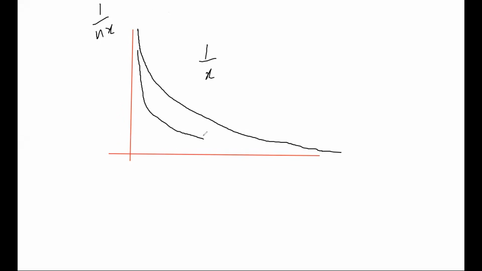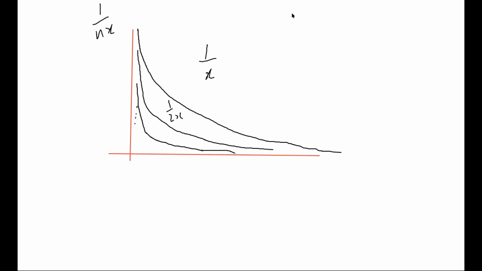So your curve was like this, right? So 1 over nx. So this will be like this, 1 over x. Then you have 1 over 2x and so on, right?